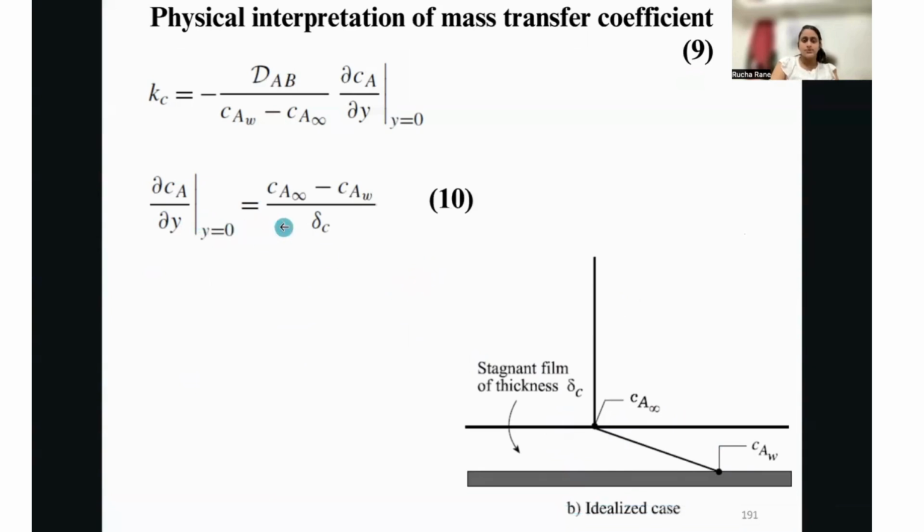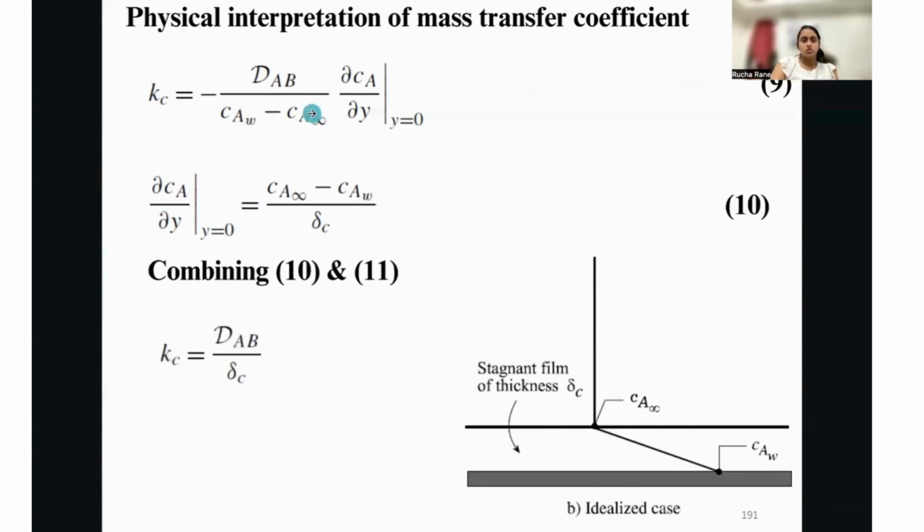Okay, so substitute this equation number 10 in equation number 9. So C_AW minus C_A infinity and C_A infinity minus C_AW, these terms get cancelled and minus minus will give you plus. So combining the whole equations, we get k_c is equal to D_AB upon delta C, where your delta C is the film thickness.